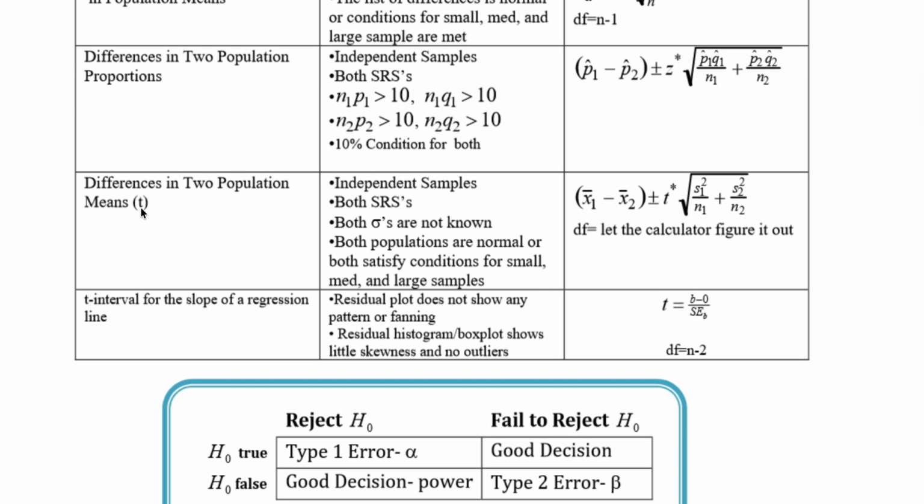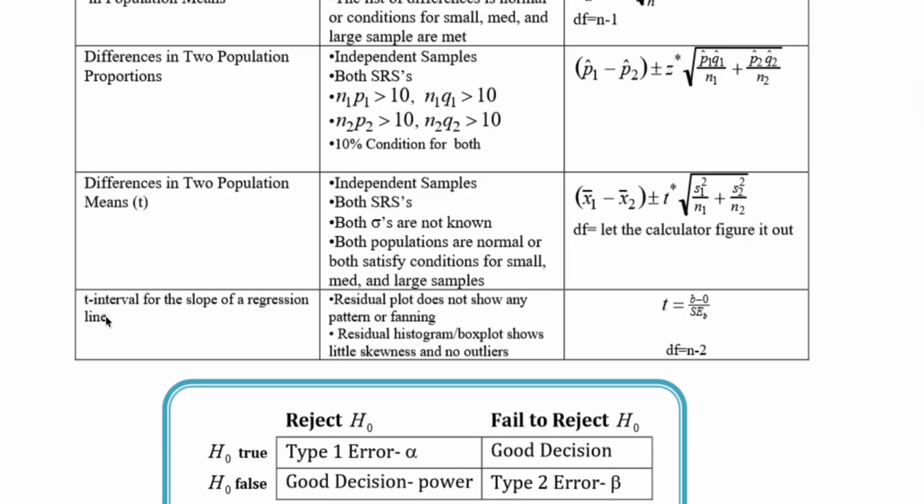Differences in two population means, or t, independent samples, both SRS, both standard deviations are not known, both populations are normal, or both satisfy conditions for small, medium, and large samples. We're going to use this equation. So notice it's pretty similar with the formula above, except we switch from z to t. Degrees of freedom, you should use the calculator to figure that out.